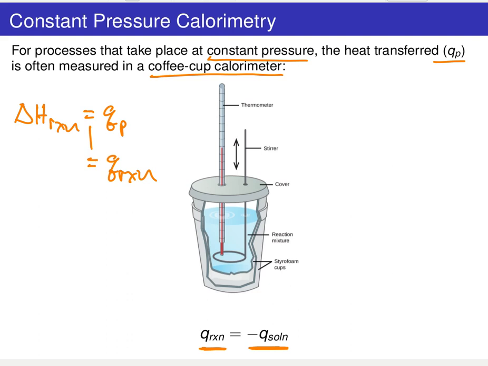So that's the general approach for solving delta H of reaction using a coffee cup calorimeter. You place whatever reactants you want in your calorimeter, monitor that temperature change using a thermometer, and carry out a procedure very similar to what we just talked about.